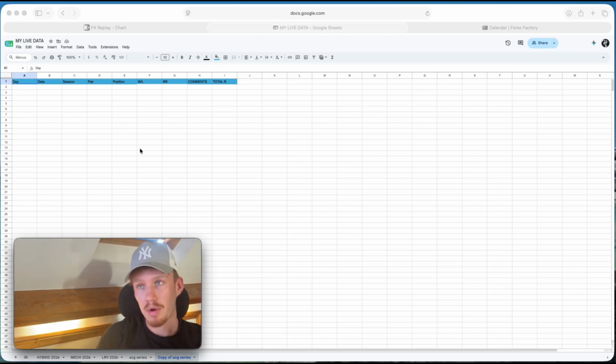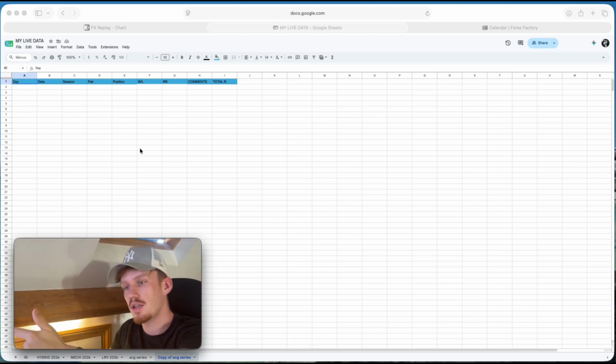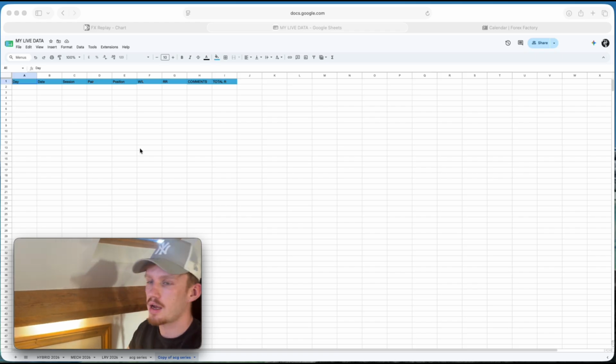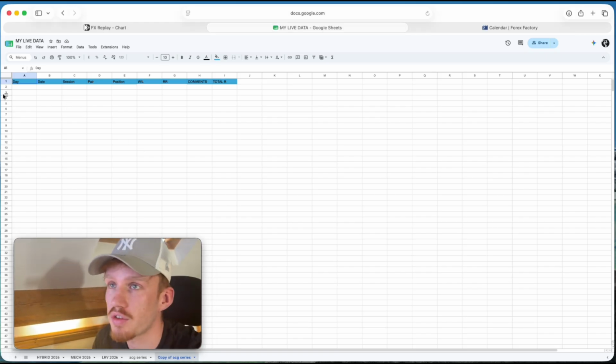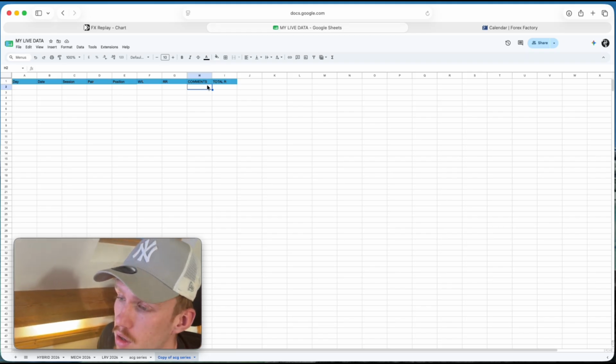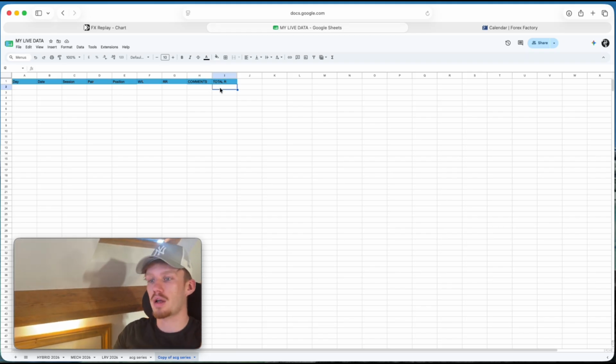FX Replay you can use for free. This Google Docs is free, and then the Forex News Calendar is obviously free as well. So this is literally just a simple Excel spreadsheet: day, date, session, pair, position, like direction, win or loss, comments on it if there's like a news hold or weekend news close or weekend close, whatever, and then total R counter.